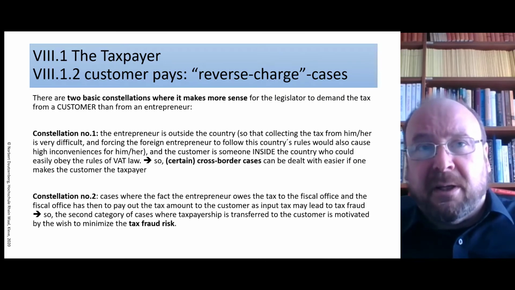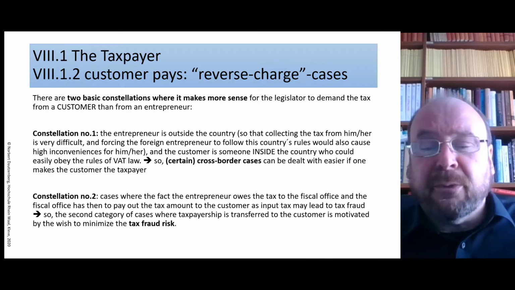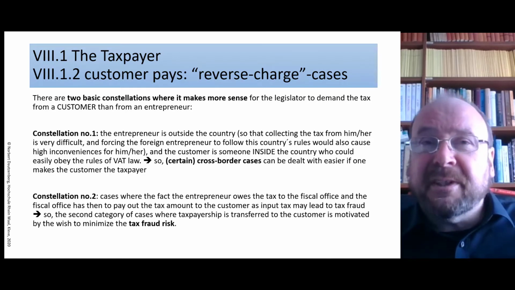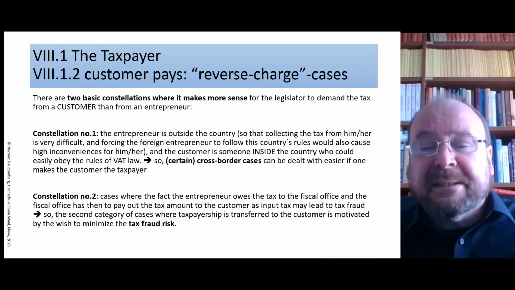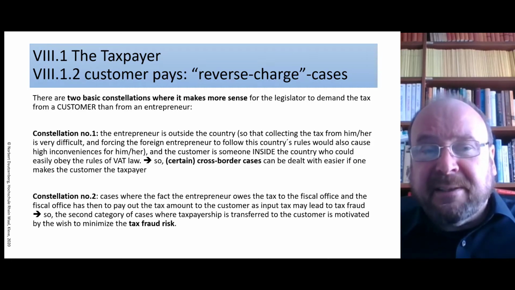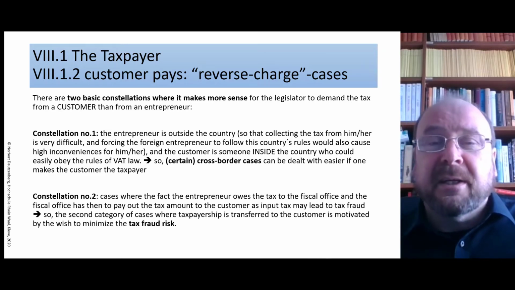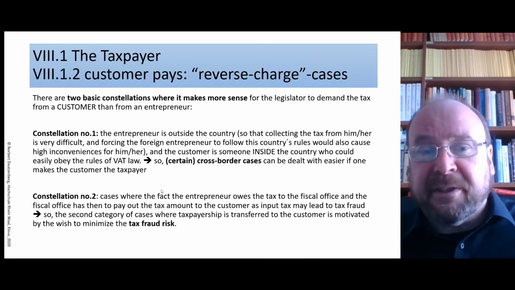Constellation number two is a multitude or a set of cases where the fact that the entrepreneur owes a tax to the fiscal office, and that the fiscal office then has to give a refund to the next customer if the next customer is a business owner, leads to tax fraud, or at least to a high risk of tax fraud. In those cases, also shifting taxpayership to the customer can bring unexpected improvements or amelioration of the situation.